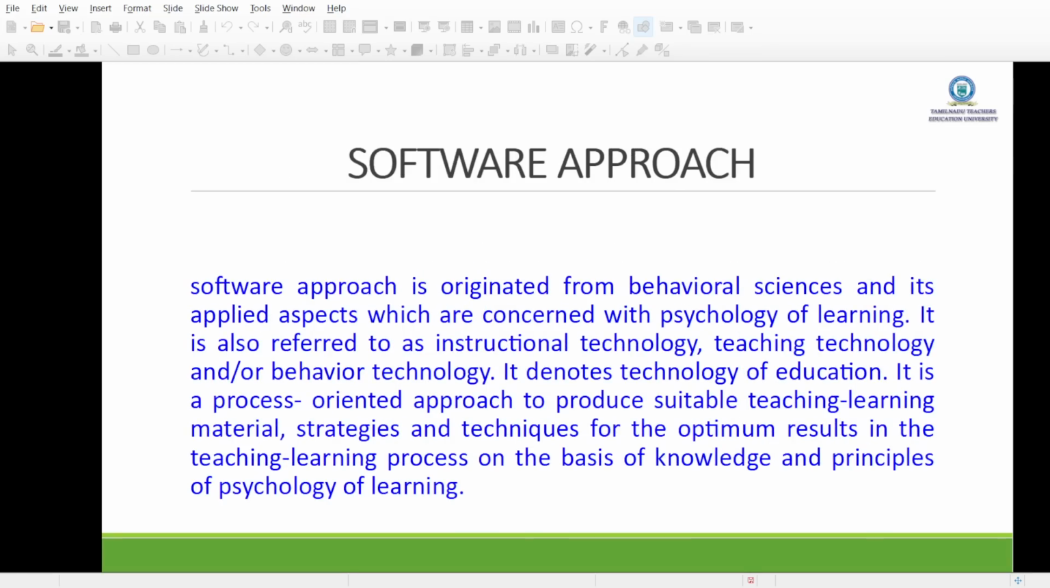And what is the software approach? The software approach originated from behavioral sciences and its applied aspects, which are concerned with the psychology of learning. It is also referred to as instructional technology, teaching technology, or behavioral technology. It denotes technology of education. It is a process-oriented approach to produce suitable teaching learning material, strategies and techniques for optimum results in the teaching learning process on the basis of knowledge and principles of psychology of learning.